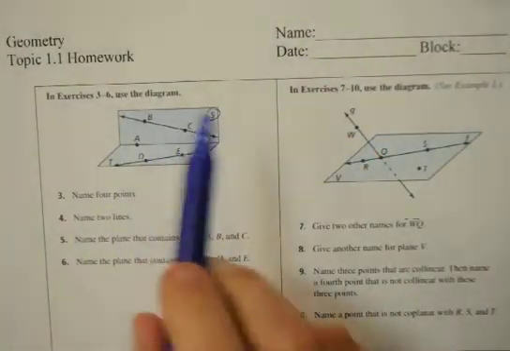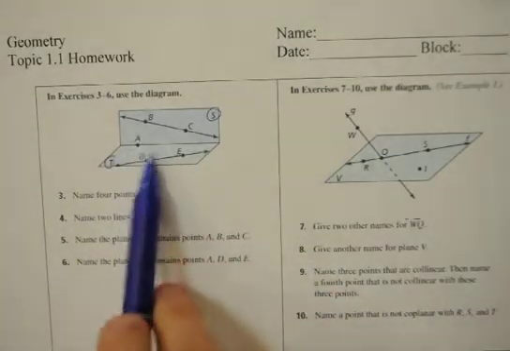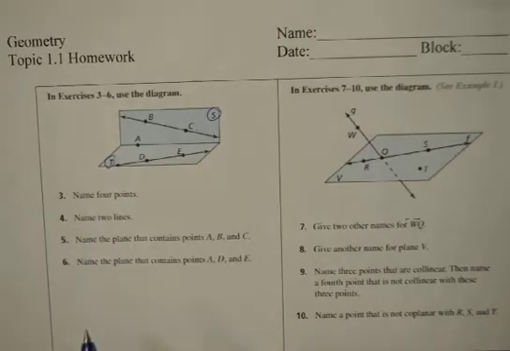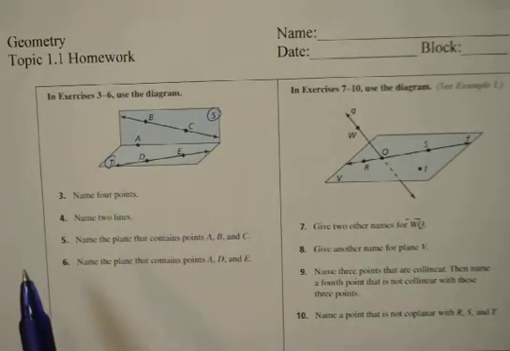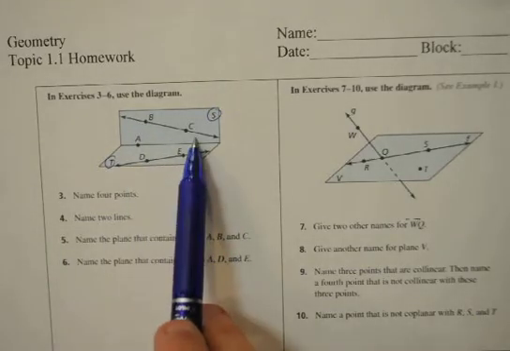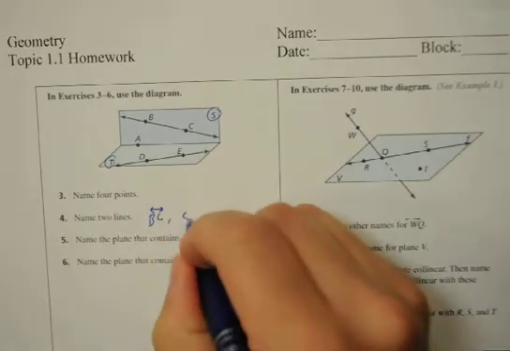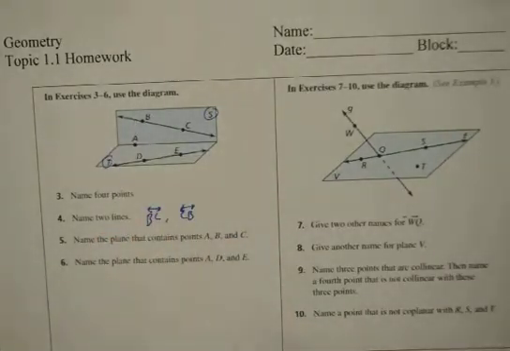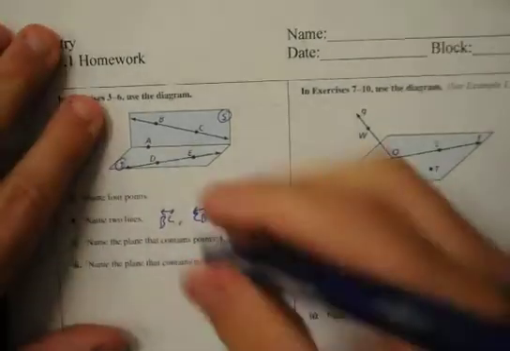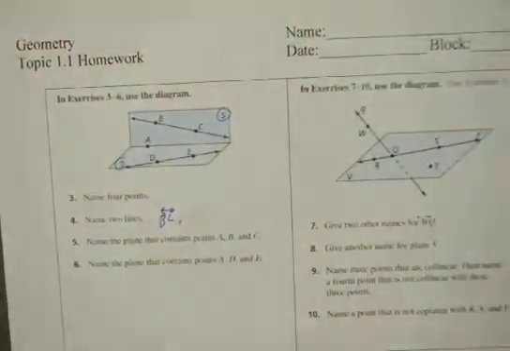This is plane S. This is plane T. So you can use any of these 5 points to answer that question. Name 2 lines. Line BC, line CB, same thing. If I wrote line BC and line CB, those are not 2 lines. It's 2 different names for 1 line. So that would not be an appropriate answer for that one. You'd have to name the other line for that.